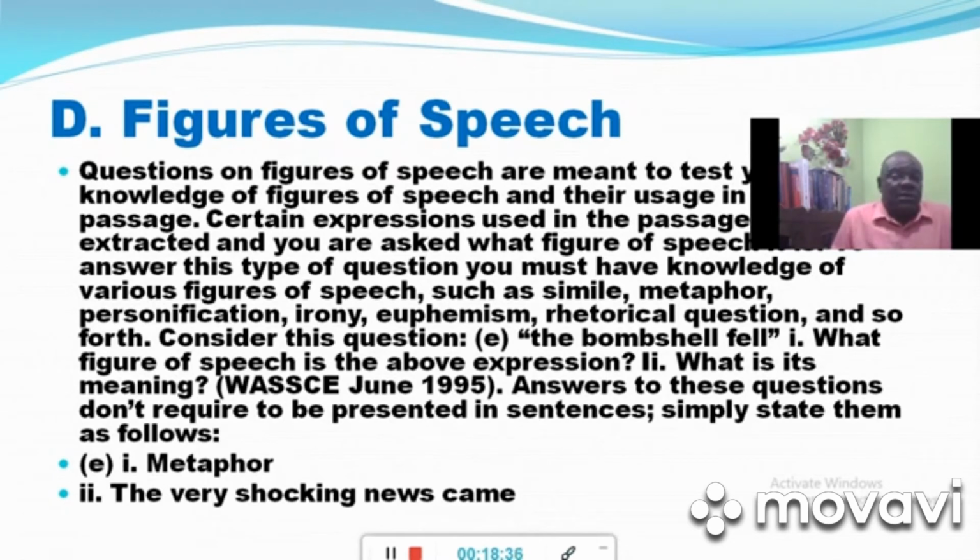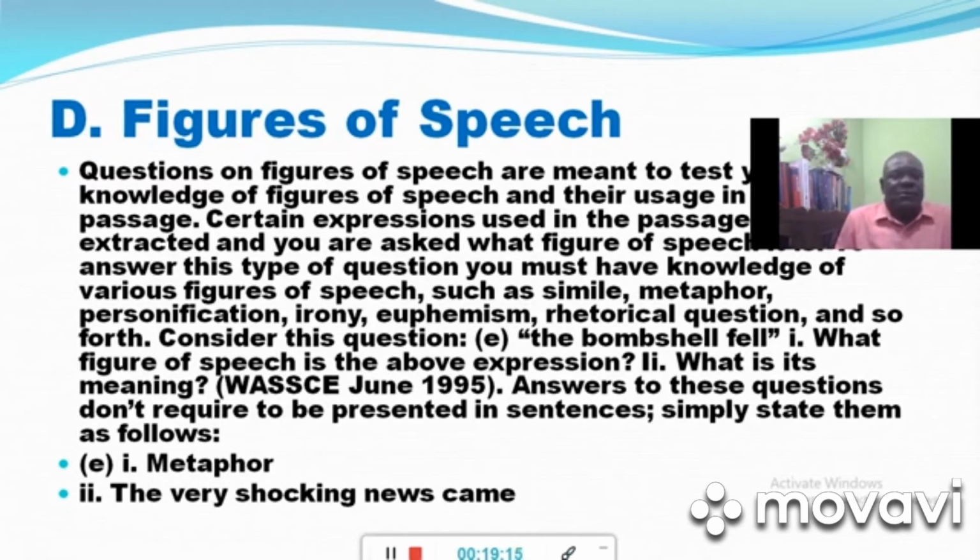Now, if we look at the example from the West African Senior School Certificate Examinations of June 1995, question E gives us a short expression, the bombshell fell. And then two questions are asked based on this short expression. Question I, what figure of speech is the above expression? Question II, what is its meaning?